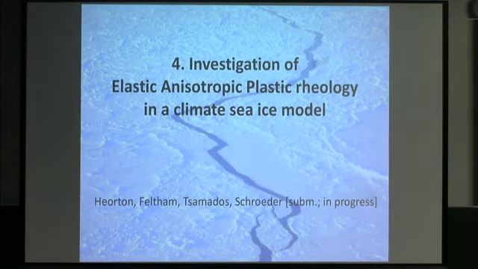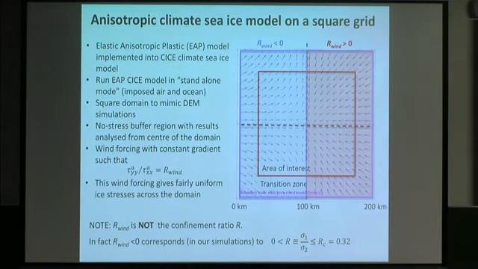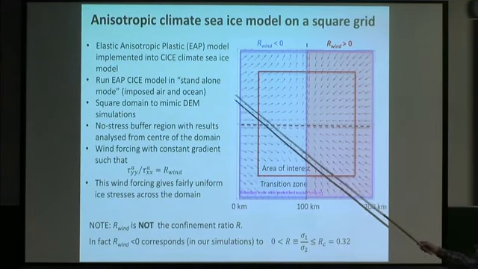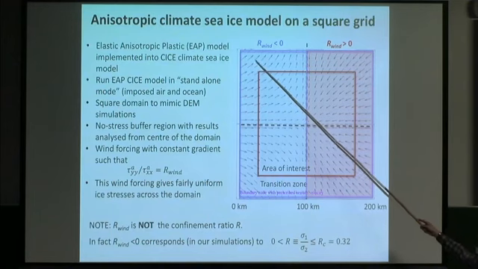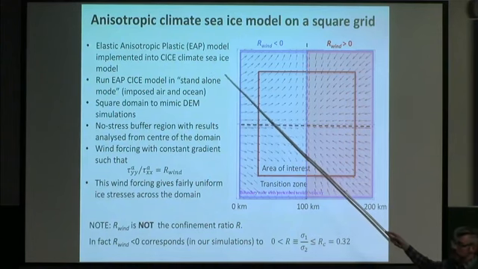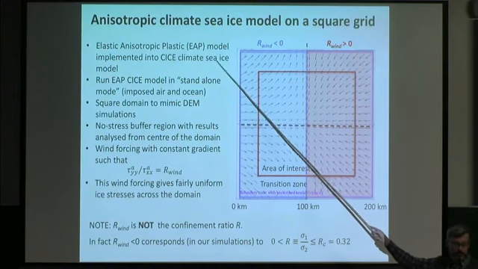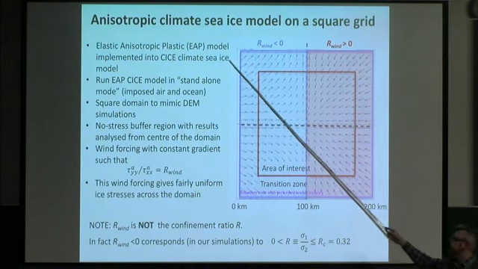Okay, so I'm now going to move on to some investigations of this parameterization inside a climate model. And this is where I may run out of time, but I'll do my best. So I want to show you some idealized simulations in which this new rheology we developed, which we call the elastic anisotropic plastic rheology, has been incorporated into the SICE climate sea ice model. This is a real sea ice model. It's used by climate modeling centers around the world.